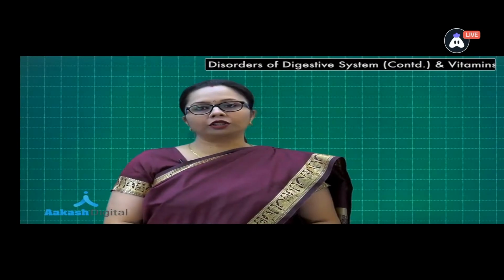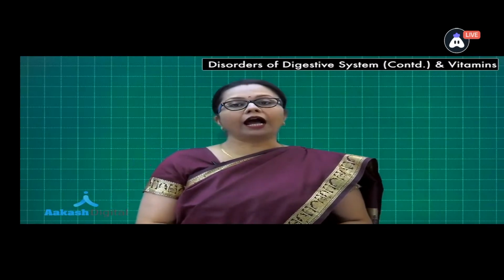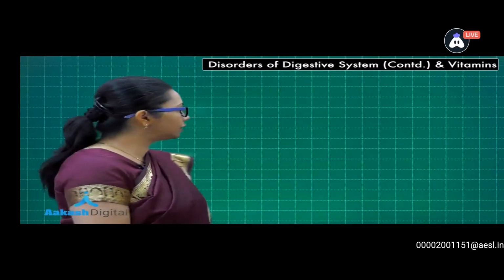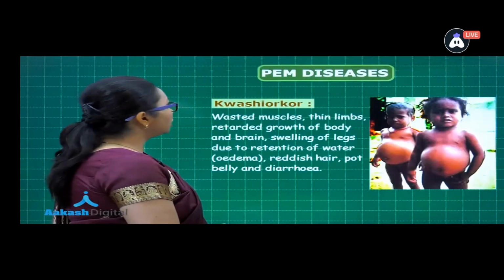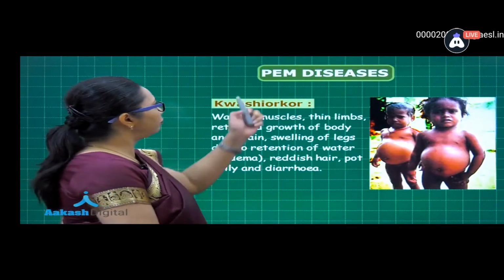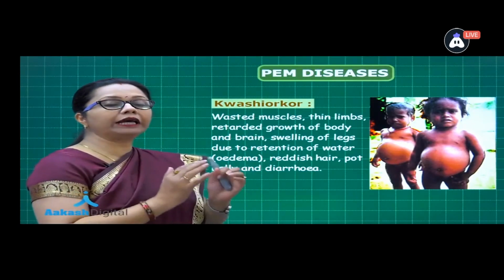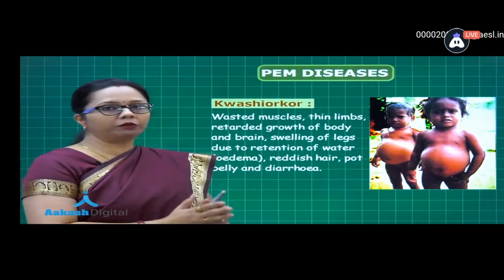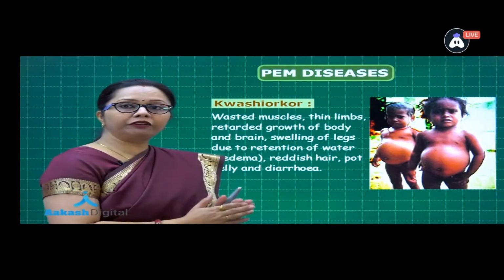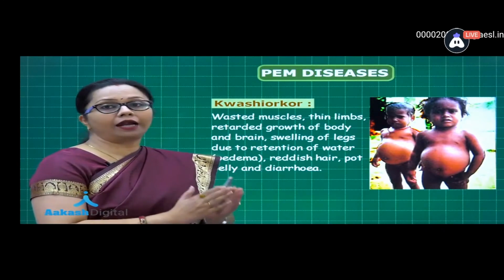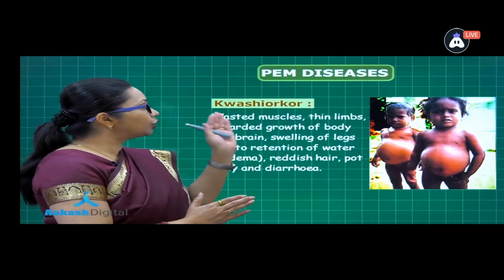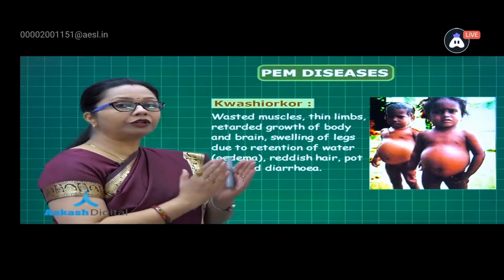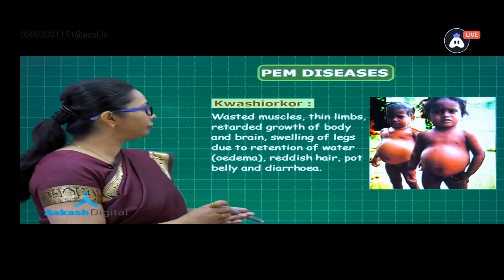Now taking up a disorder related to malnutrition, and these malnutrition disorders are collectively called PEM diseases, where PEM stands for protein energy malnutrition. Now if you remember, protein is the bodybuilding food and the energy giving foods are carbohydrates and the lipids, that is fats. So there is malnutrition regarding proteins and energy giving foods.